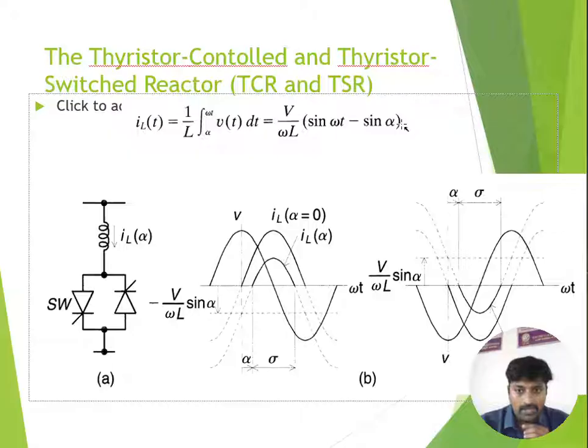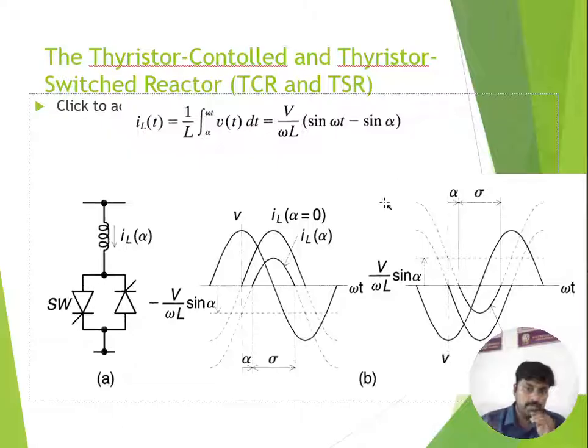If the alpha value increases up to 90 degrees, the magnitude also reduces. Like that, we are controlling the current which is injected to the transmission line. Because this entire system is connected in parallel with the transmission line, we can control that. The same operation applies for the thyristor controlled reactor and switched reactor, and the controlled reactor has an advantage compared to the switched reactor.